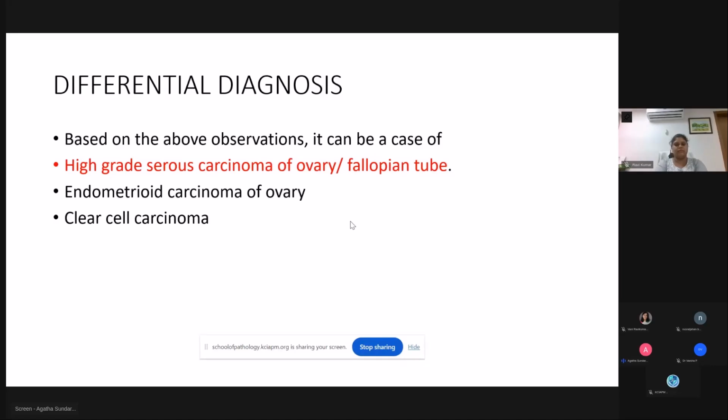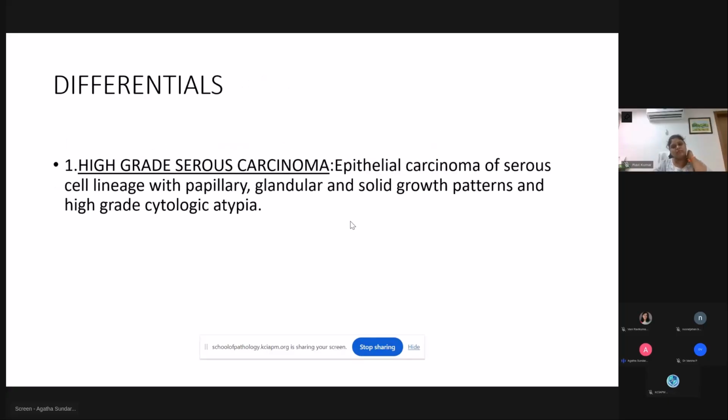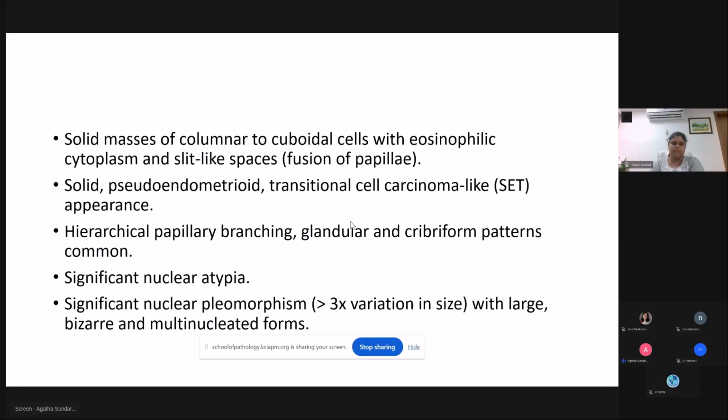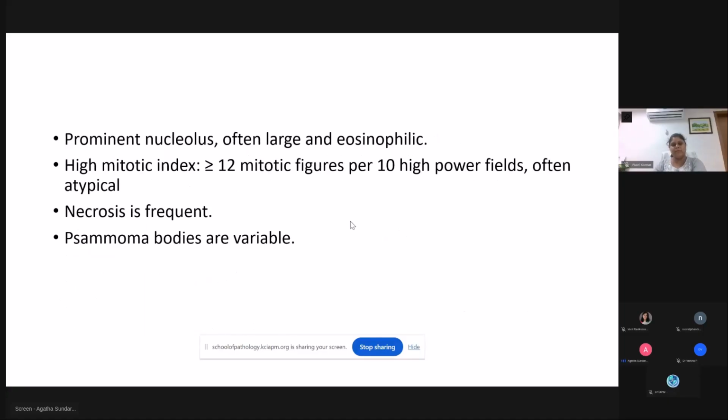Based on the above observations, I came to a conclusion of the following differentials. First one is high-grade serous carcinoma of ovary or fallopian tube. Second is endometrioid carcinoma of ovary. And third differential is clear cell carcinoma. So a high-grade serous carcinoma of ovary can be an epithelial carcinoma with papillary, glandular, and solid growth patterns and high-grade cytological atypia. There are solid masses of columnar to cuboidal cells with eosinophilic cytoplasm and slit-like spaces. They show hierarchical papillary branching with glandular and cribriform patterns and significant nuclear atypia. There can be nuclear pleomorphism with bizarre and multinucleated forms. Prominent nucleoli can be seen with high mitotic index. There is frequent necrosis and variable psammoma bodies.